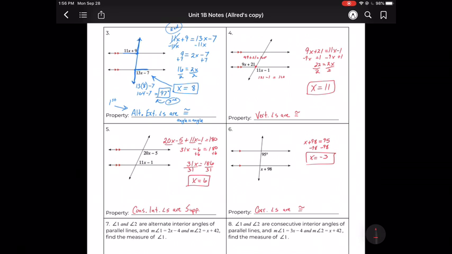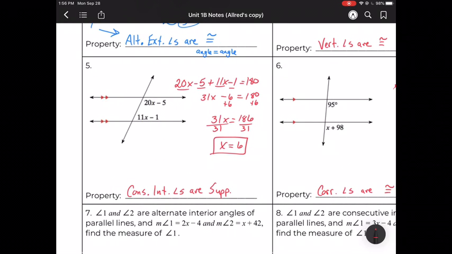For number 5, those are consecutive interior angles. My abbreviation down here in property stands for consecutive interior angles are supplementary, meaning they add up to equal 180, which is where I get my equation. When I solve that equation, I get x equals 6.